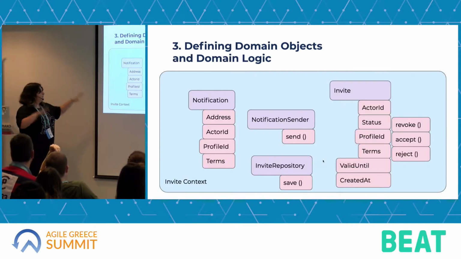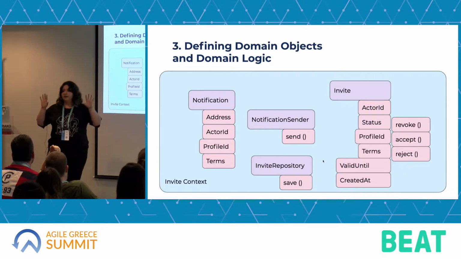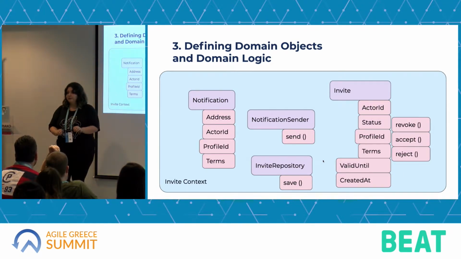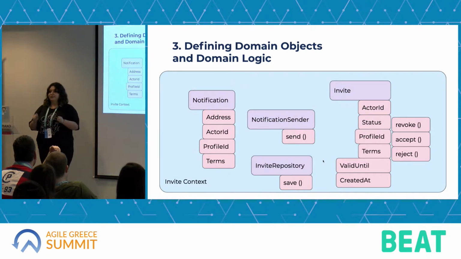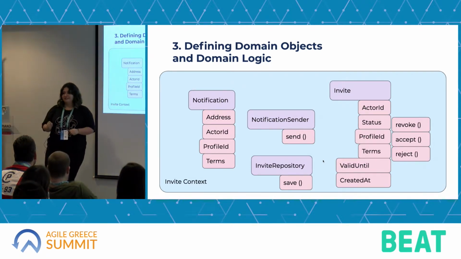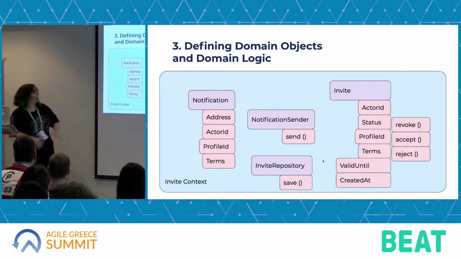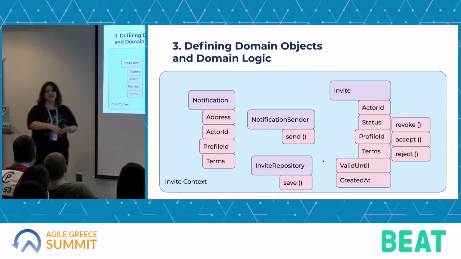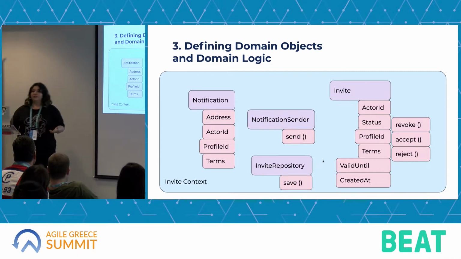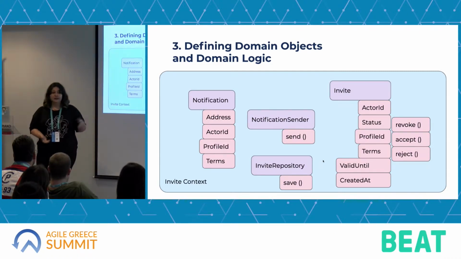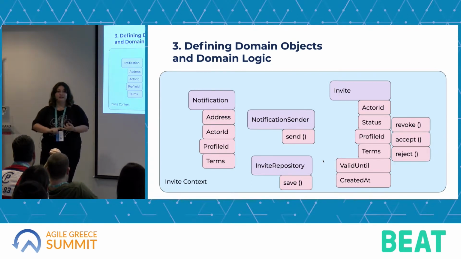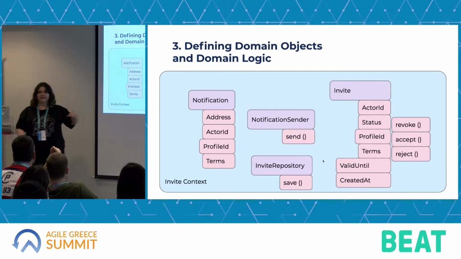And I'll go a bit deeper on the invite context, because I know many of you here are not developers, but I think this stuff should be easier to understand. That's the whole point of DDD. So in an invite, I would have a notification that I sent to a person. That notification would have an address. Address can be an email address, can be a push notification device ID, can be a link that you can click and get through.